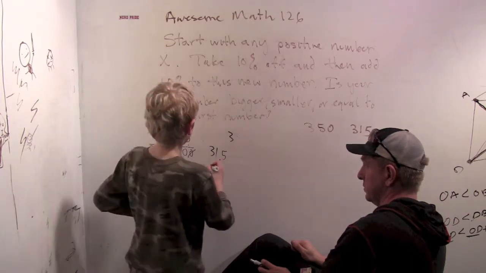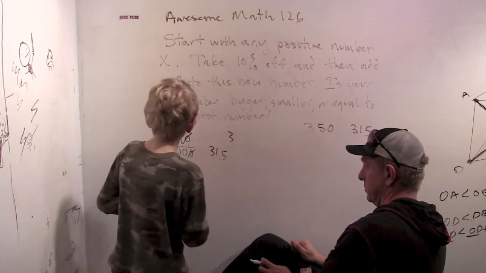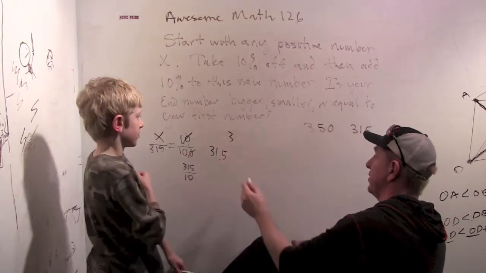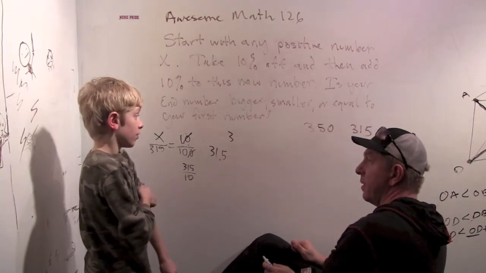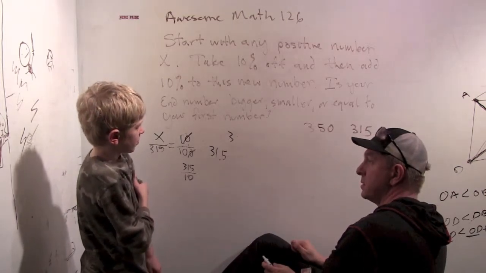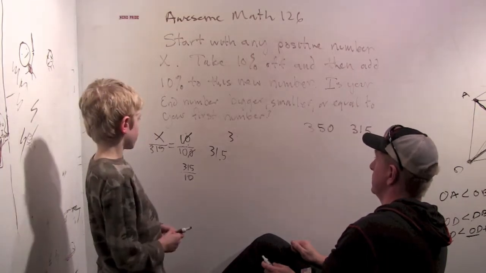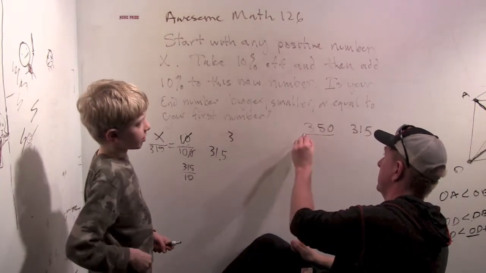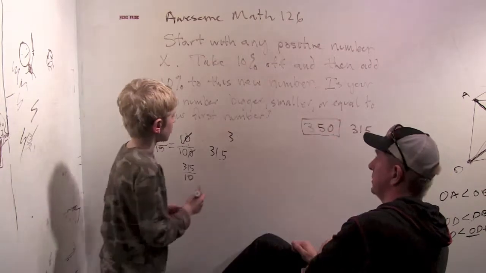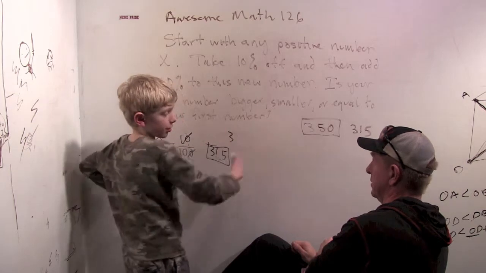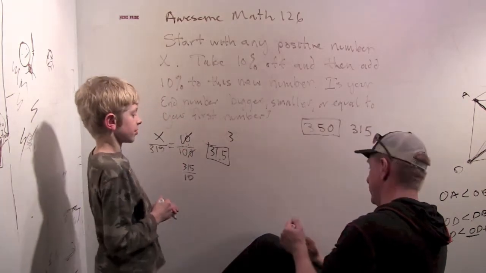And then we have to add this. Yeah, we have to add 31.5 to 315. But what did we subtract originally? We subtracted 35 from it. And we're adding 31.5. 31.5 is less than 35, so we're going to get a smaller number.